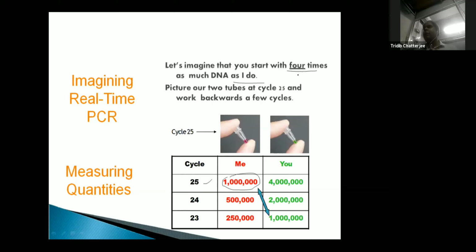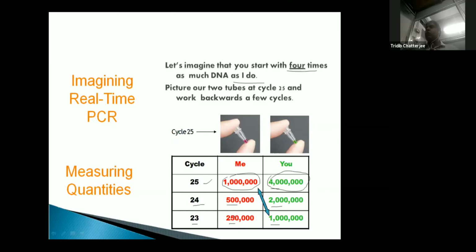So if you are using 4 times less DNA than I do, then you would be having 4 times more DNA at cycle number 25. That means you would be having 40 lakh copies. Using the analogy of 2 to the power n, at cycle number 24 I would be having 5 lakh, and at cycle number 23, 2,50,000. And if I see yours, you are having 40 lakhs at cycle number 25, 20 lakhs at cycle number 24, and 10 lakhs at cycle number 23. That means where I am at cycle number 25, you would reach the same scale at cycle number 23.